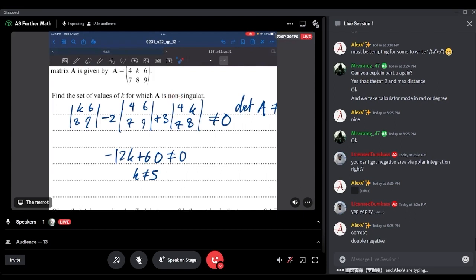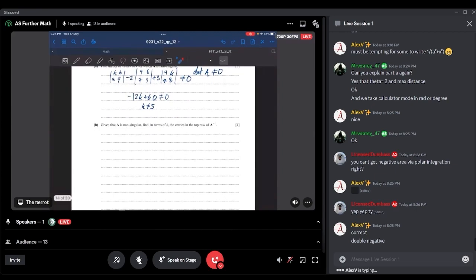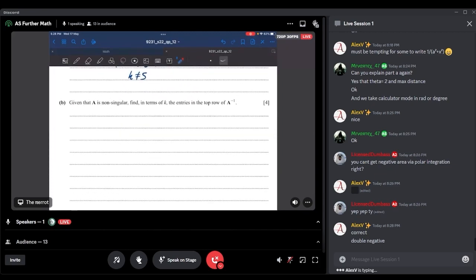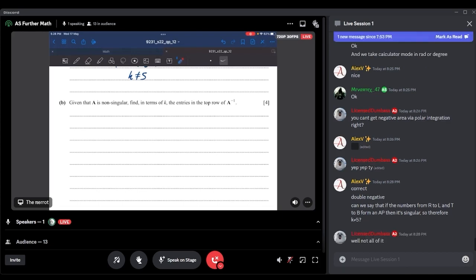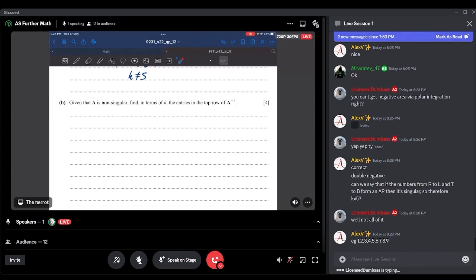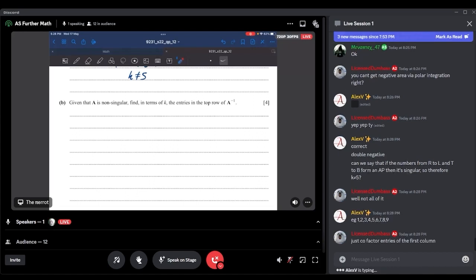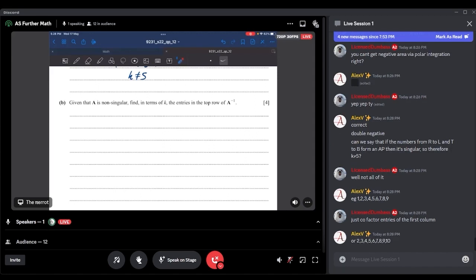Okay. Given that A is non-singular, find in terms of k the entries in the top row of A inverse. And this is where you use the adjoint matrix. Can we say that if the numbers from right to left and top to bottom form an AP, then it's singular? Just the first column, basically. But that's the idea. The idea is from the adjoint matrix.